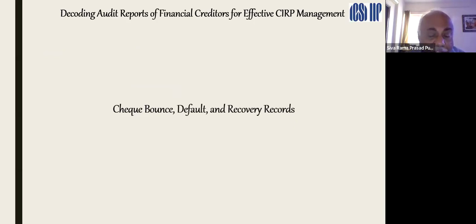Check bounce, default and recovery records, that is also available with the bank. How many checks are bounced, and how many cases has the company filed against the drawer of the check under sections 138 to 140? That is also recoverable. Once the company has filed, how many cases are filed, and what is the case status? This information is not readily available. Default and recovery records, particularly with regard to the data.